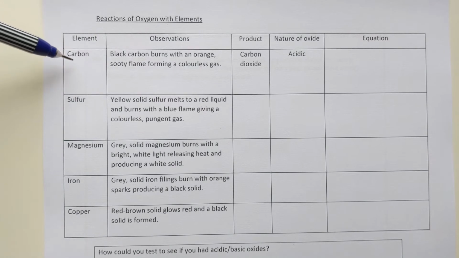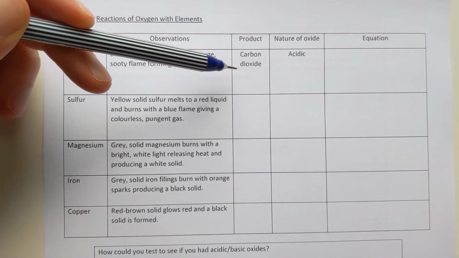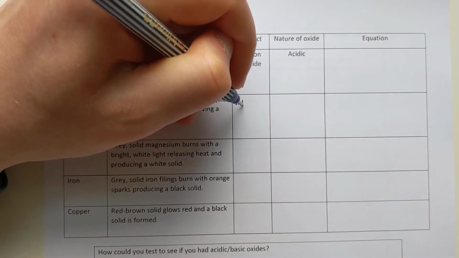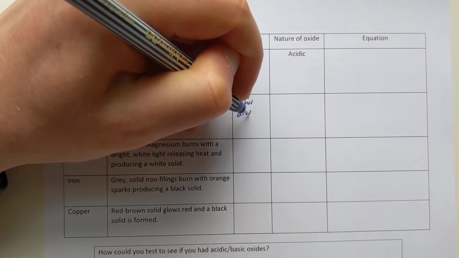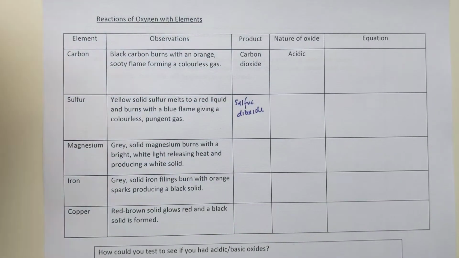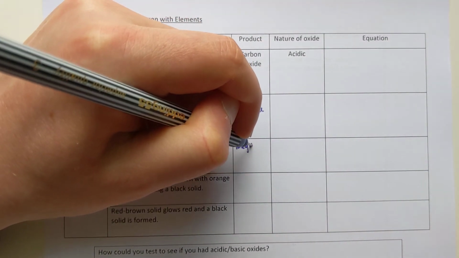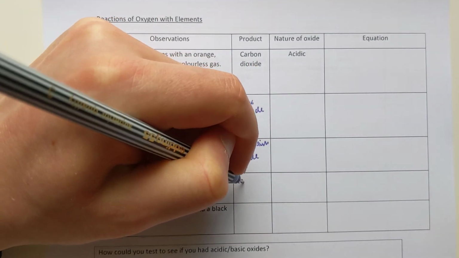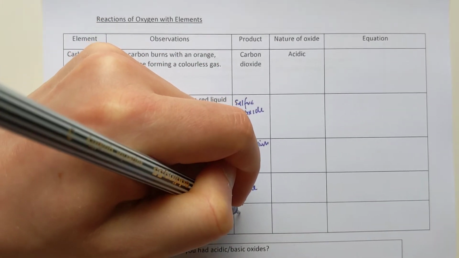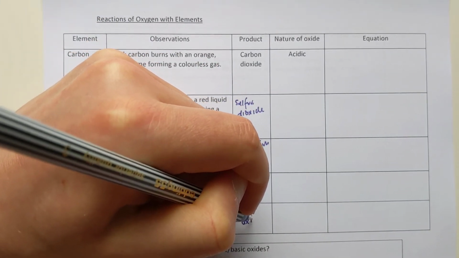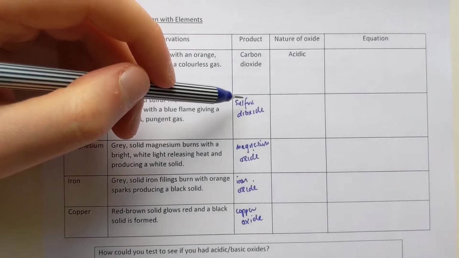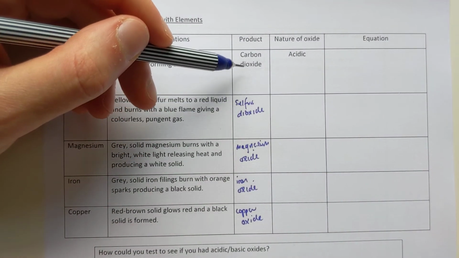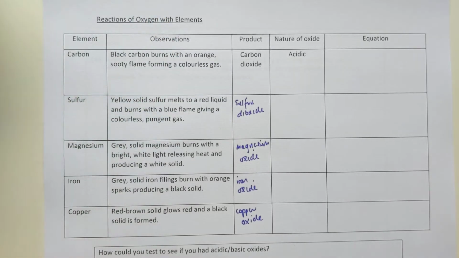So if you burn carbon in oxygen, you make the gas carbon dioxide. If you burn sulfur in oxygen, you make another gas that's called sulfur dioxide. If you burn magnesium in oxygen, you've guessed it, magnesium oxide. Iron will make iron oxide. And copper will make copper oxide. So that's the first thing to establish. You're making a compound which has the element you're burning first, and then oxide at the end. With carbon and sulfur, you get 2 oxygens forming a bond, so it becomes dioxide.